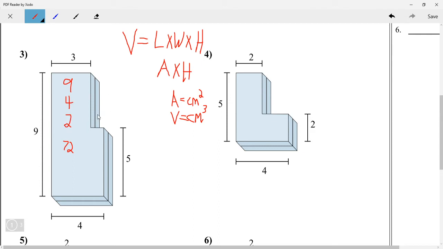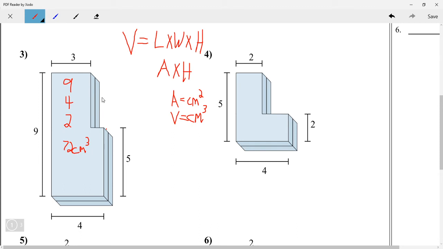So remember, the 2 is the height because there are 2 layers, and then 9 is the length, I guess you could say. 4 is the width. You can interchange whichever one you want to call length and whichever one you want to call width. Doesn't matter because you're just multiplying them together. But this whole thing, if this were filled in, would be 72 centimeters cubed. But now we can find the volume of this missing piece, and then we end up just subtracting it. Okay?